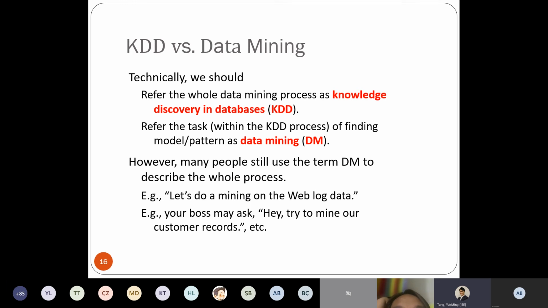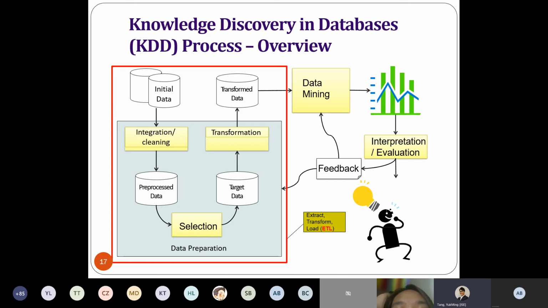So when talk about the data mining, we also have another term called knowledge discovery in database, KDD. When you talk about the KDD, that means we're talking about the whole data mining process. But data mining is only part of the KDD process. So please remember, don't confuse between KDD and DM.